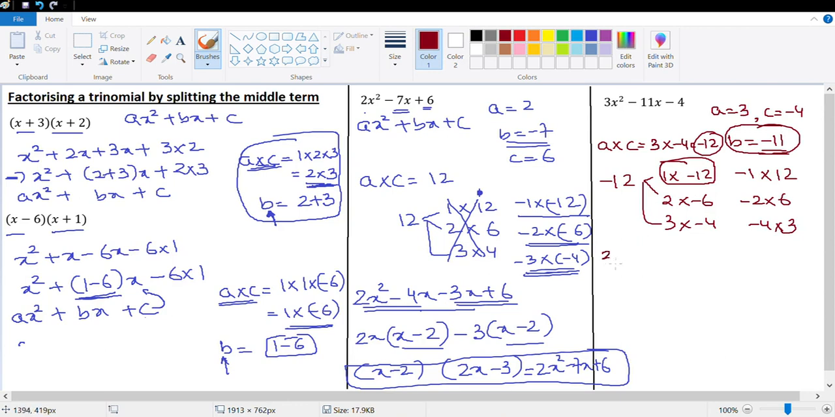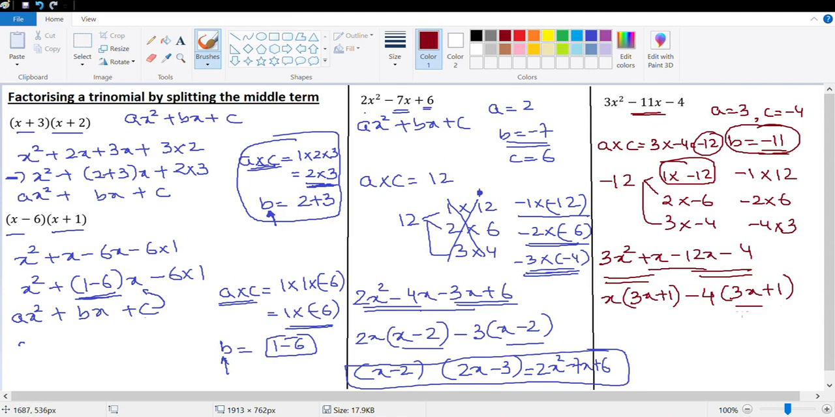So I can write this as 3x squared plus x minus 12x minus 4. All I have done is break negative 11 as 1 minus 12. Let's group it the way I have underlined now. What is common between the first two terms is x. This becomes 3x plus 1. What's common here is negative 4. This becomes 3x plus 1. So 3x plus 1 is common between these two terms. So 3x plus 1 times x minus 4.